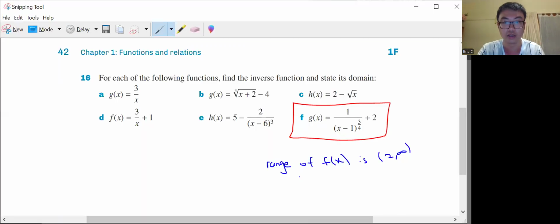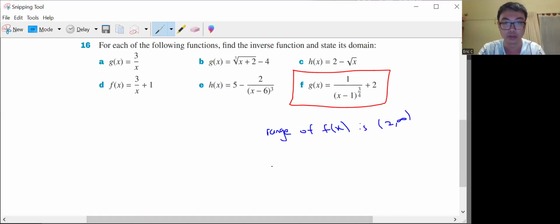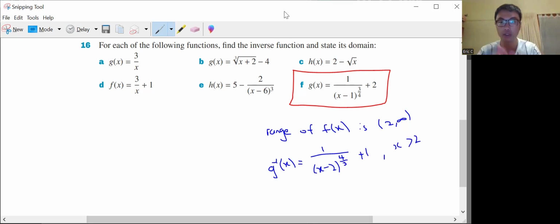So you can see there, your final answer is that g inverse of x is equal to 1 over (x minus 2) to the power of 4 over 3, plus 1. And then the domain is x is bigger than 2. And that's it. Hopefully that has helped you with the CAS calculator.